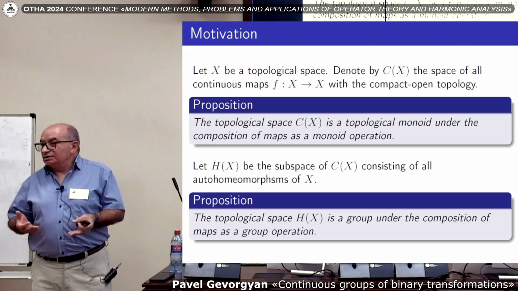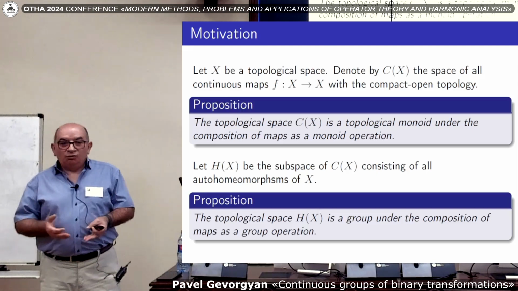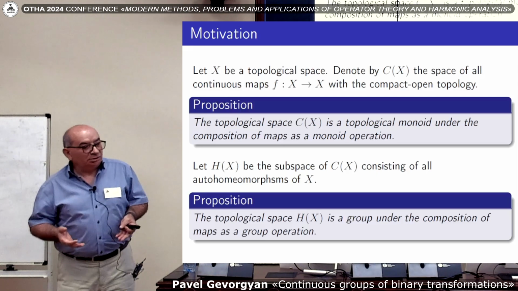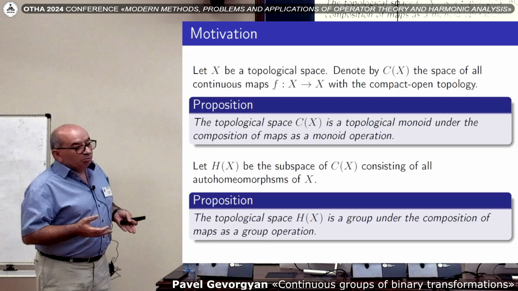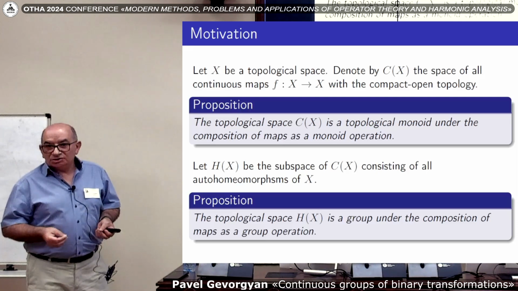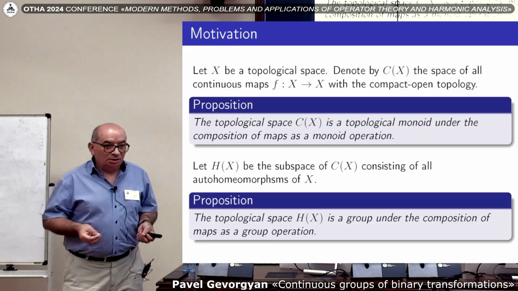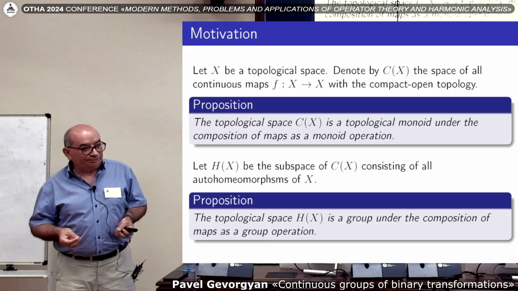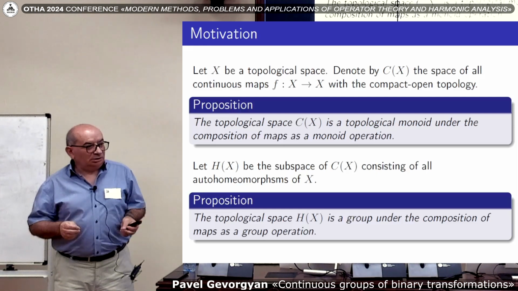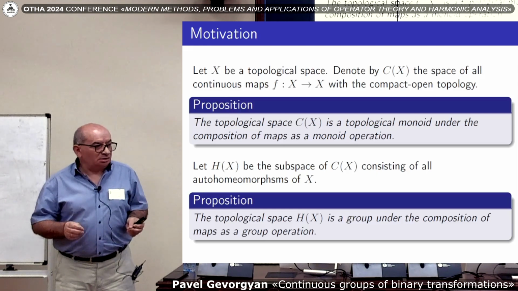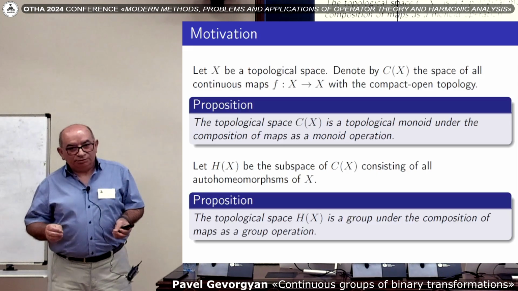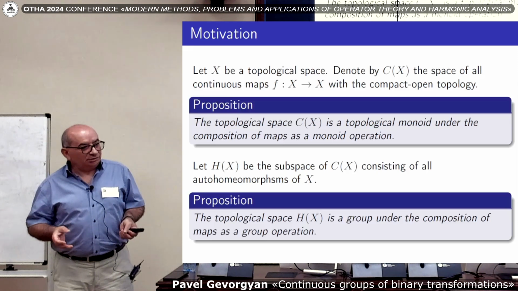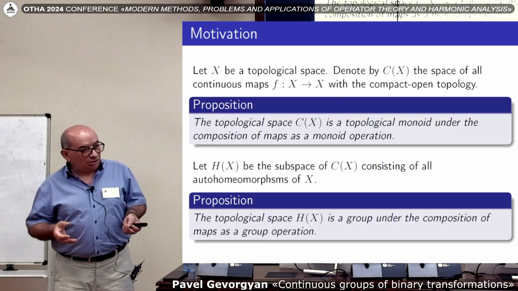Therefore, we can consider the set of all invertible elements of this monoid. Let's denote this set by H of X. It is easy to see that H of X is a group. However, it is not a topological group in general. But it is well known that for good spaces, H of X is a topological group. For example, when X is metrizable or when X is compact, then H of X is a topological group.